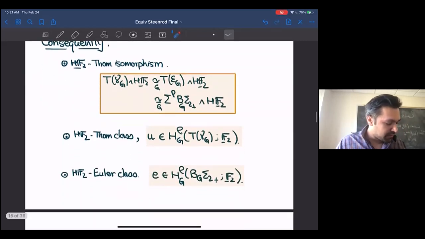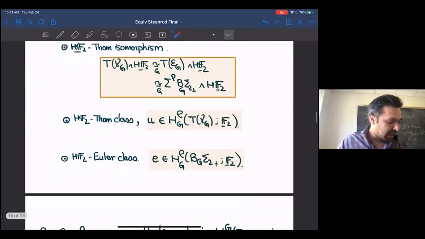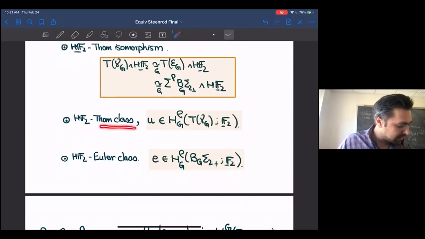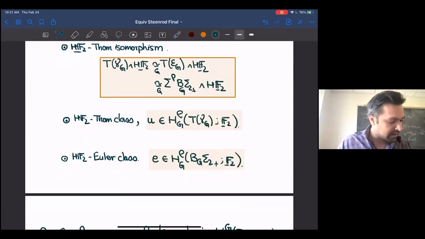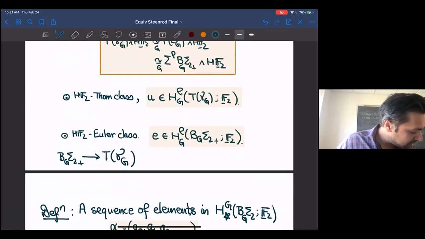And a Thom isomorphism gives us a Thom class. And the Thom class is then going to be a class in the rho-th G-equivariant ordinary cohomology of the Thom space of gamma G with coefficients in F2 underline. And what the Thom class gives us is an Euler class. So how do we get the Euler class? Well, there is always a map from your base space with a base point to the Thom space of your bundle. And this map is called the zero section.